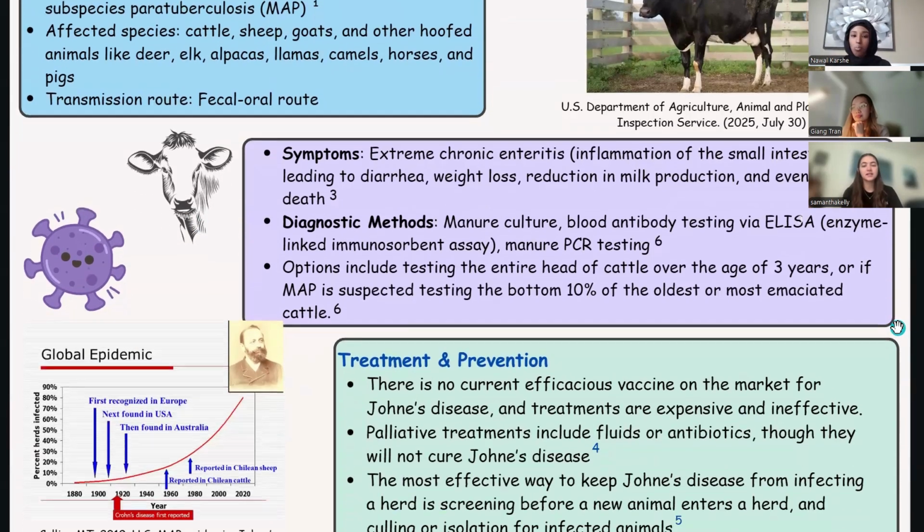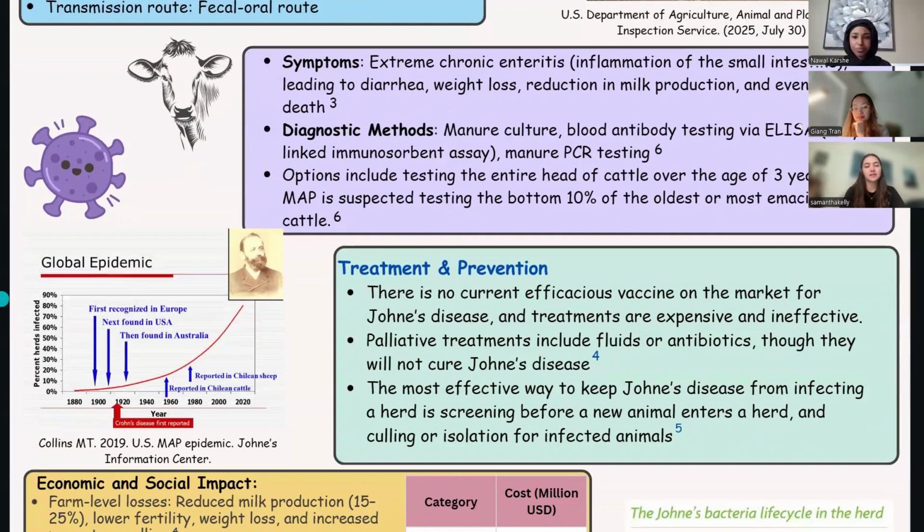Johne's disease is often undetectable and some animals can be asymptomatic. The biggest symptom of Johne's disease is chronic enteritis, which is inflammation of the small intestine, causing chronic diarrhea, extreme weight loss, lethargy, reduction in milk production, and eventually death.